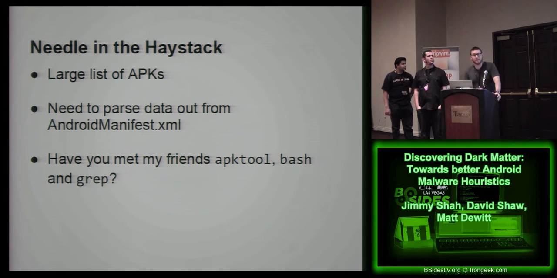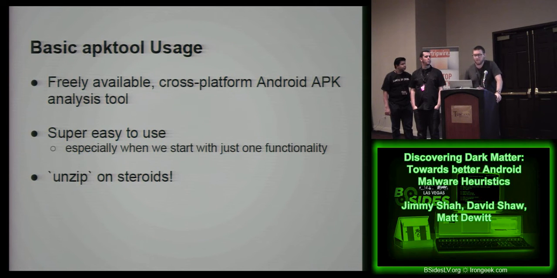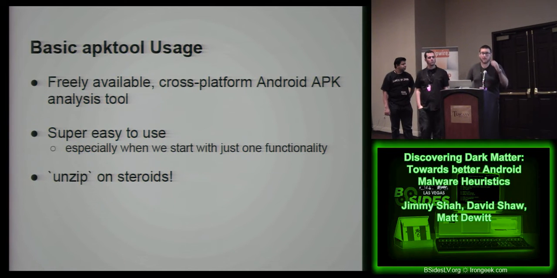So we have this large list of APKs that I was talking about, and now we have perms.txt for what we're looking to find. And we need to parse the data out of AndroidManifest.xml. Well, fortunately, it's pretty easy to do that using a combination of open source tools, as well as a little bit of shell scripting. apktool is a freely available Java tool. You can run it pretty much anywhere. We've done analysis on Linux, Windows, and Mac, so you can get it anywhere.